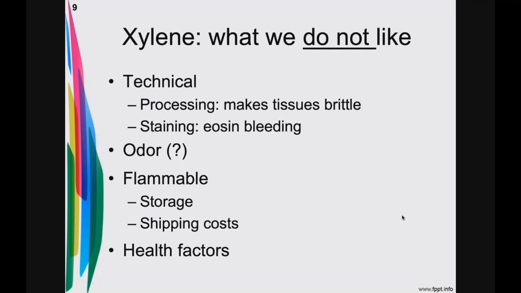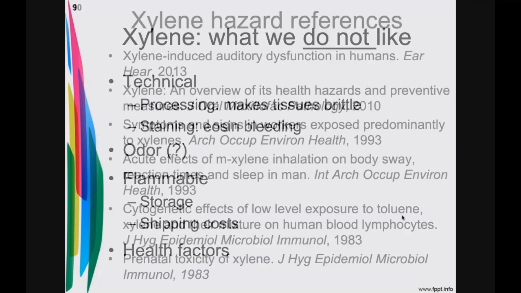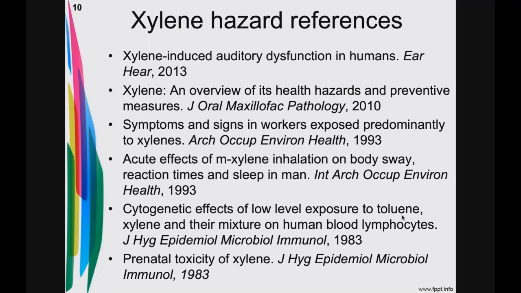And then there's the health factors. The health factors have been known for a long time. And this slide right here is just the data since 1983 going up to 2013. I've just listed here the health hazards that have been documented in humans. This is not data on mice, rats, guinea pigs. These are documented papers of the health effects on us humans. And you can see it goes through all type of things.